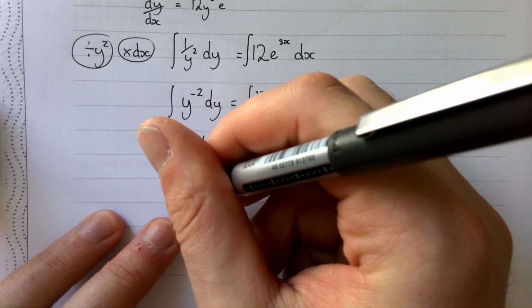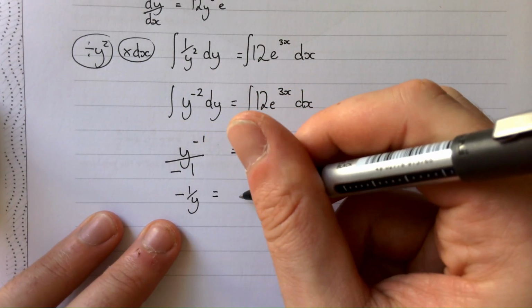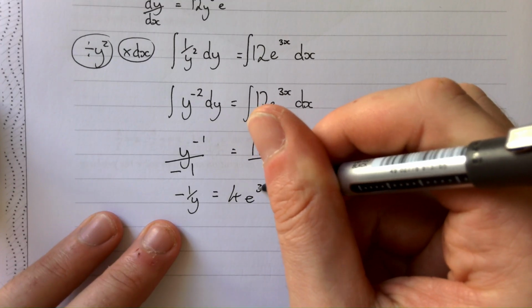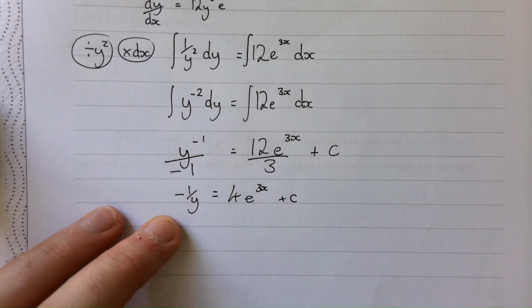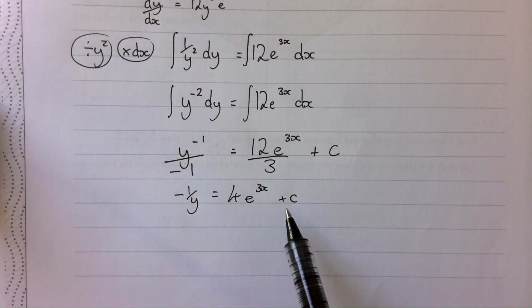So I'm just going to rewrite this in a slightly nicer form. Minus 1 over y is equal to 4e to the power of 3x plus c. Now we can make use of the coordinates we've been given. When y is equal to 0.5 and x is equal to 0, y is equal to 0.5 when x is equal to 0. Therefore, we can work out our constant of integration.